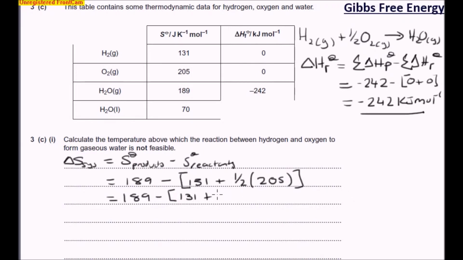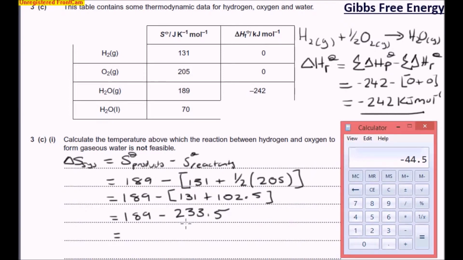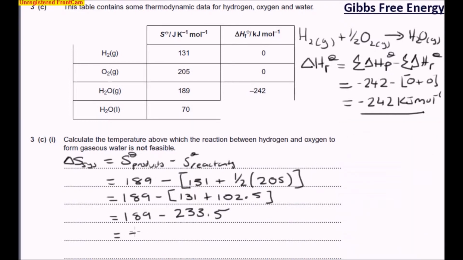plus 102.5. We can then add this together to give us 189, take away 233.5. And finally, we can then take one away from the other, and we end up with minus 44.5 joules per Kelvin per mole.